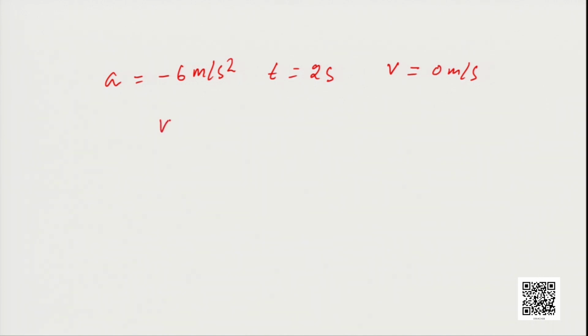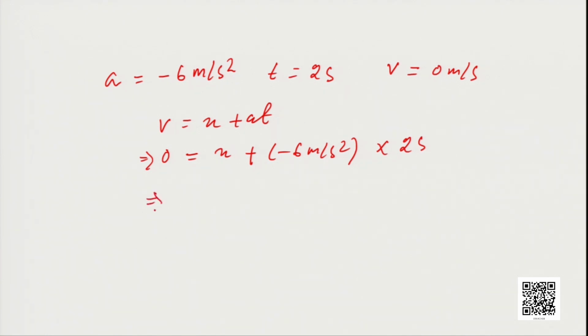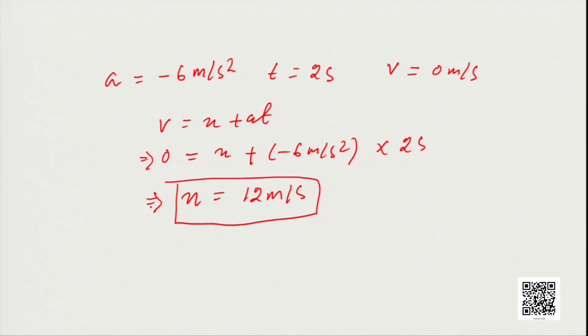So from the equation v is equal to u plus at, we can find out the initial velocity. We substitute v as 0, and u we will find out, a is minus 6 meter per second square multiplied by the time value of 2 seconds, and after solving the equation we will find u is equal to 12 meter per second. This value of initial velocity we will substitute in another equation, which is s is equal to ut plus half at square.